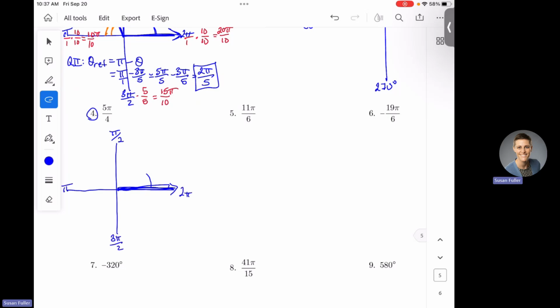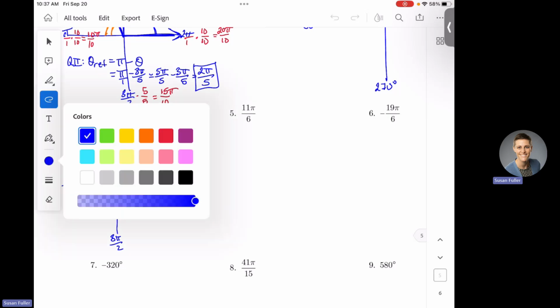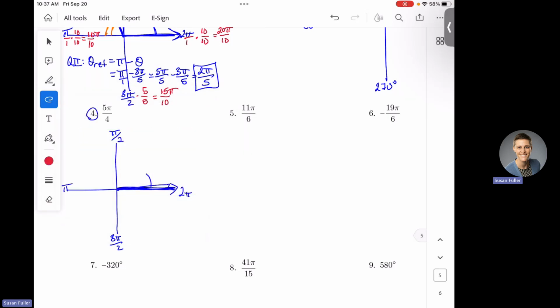And now we just have to figure out how to compare these guys. Common denominators. What would the common denominator be between 5 pi over 4 and all of our landmark angles here? Yep, we would have to make a denominator of 4. So this already has a denominator of 4, so I'm good. And I'm going to have to multiply each of these by a number to get to a denominator of 4.